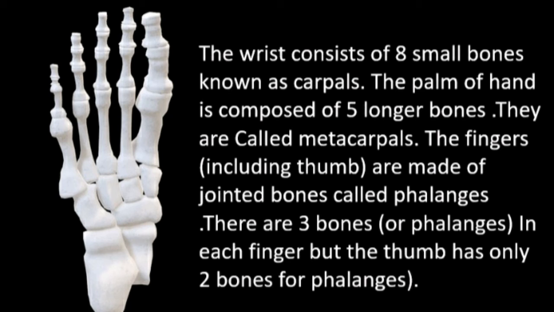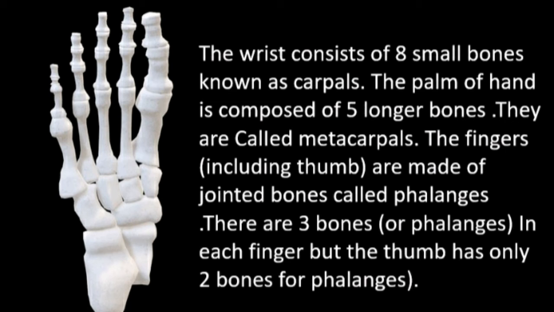और जो फिंगर्स होती है हम थंब को इंक्लूड करके कह रहे हैं are made up of joint bones called phalanges. There are 3 phalanges in each finger, but the thumb has only 2 bones or phalanges.